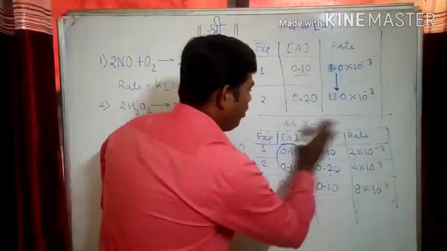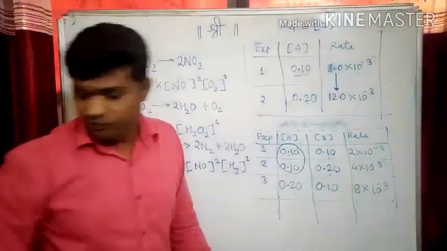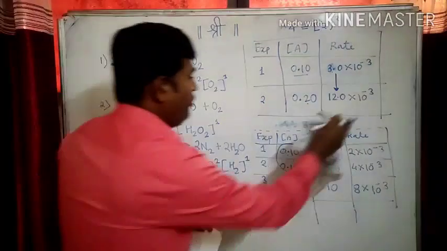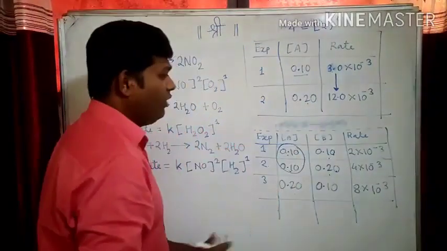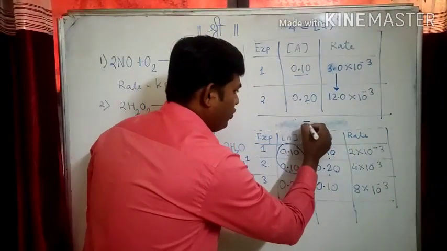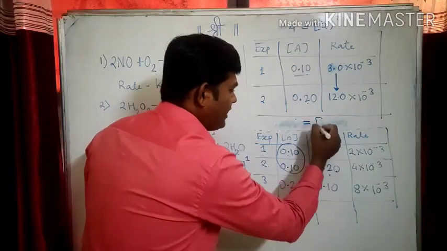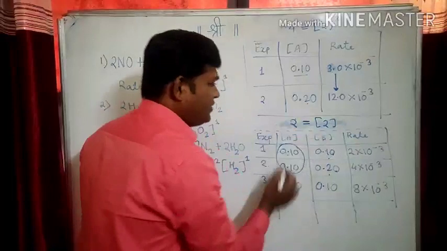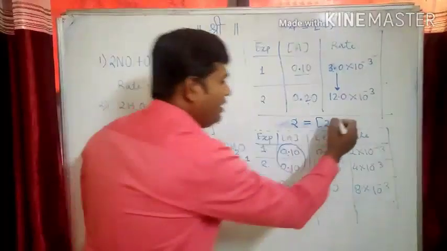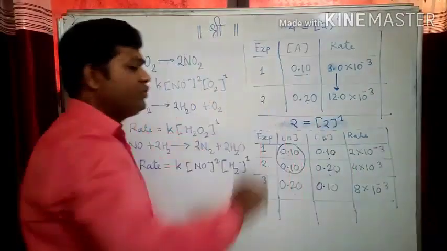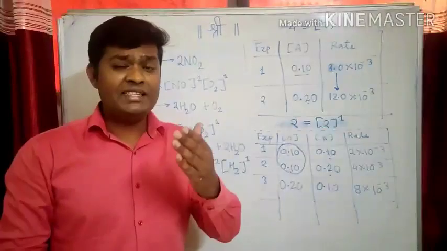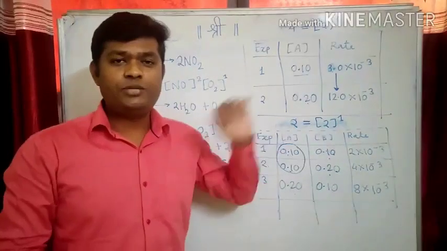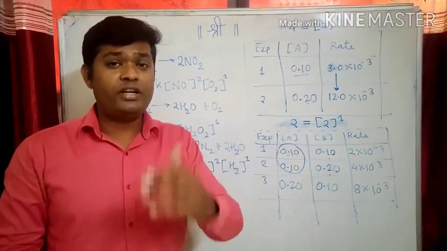So can we predict the order? Yes, we can predict the order of reaction. How will you write it? Rate is proportional to concentration of reactant B raised to a power. The concentration of B is doubled, the rate increases 2 times. So what will be the value of the power? It will be 1. 2 raised to 1 will be 2. So the order with respect to B is 1, determined experimentally.